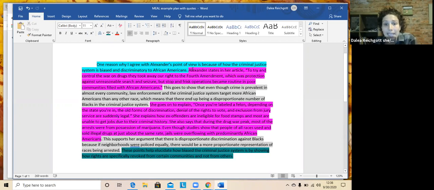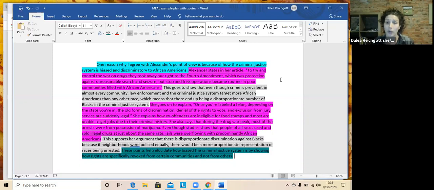Now, we're going to get an example of what the author says that our writer is agreeing with. Alexander states in her article, to try and control the war on drugs, they took away our right to the Fourth Amendment, which was protection against unreasonable search and seizure. But stop and frisk operations became routine in poor communities filled with African Americans. So here is our quote, but we haven't yet explained it. So let's see what our author says about it.